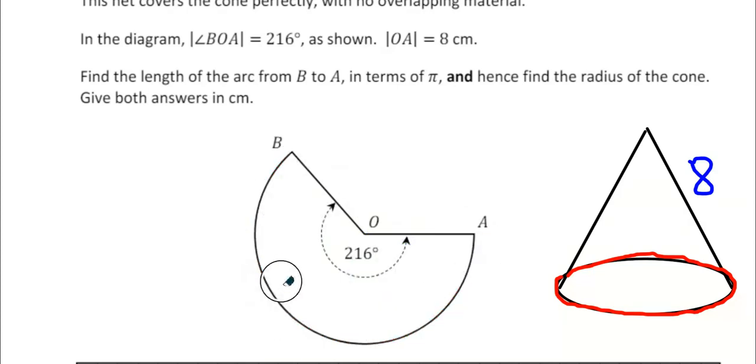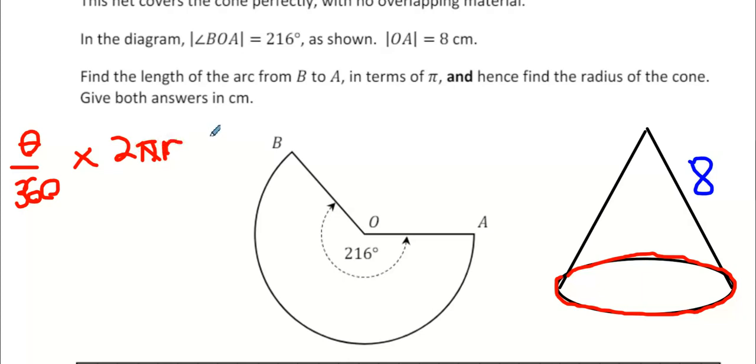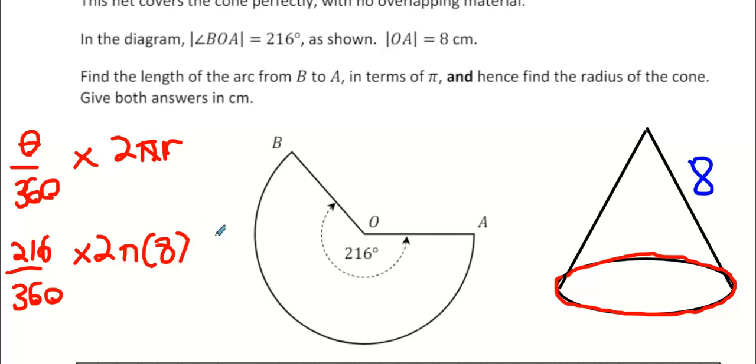Now we're going to go for the formula length of an arc, yeah. So theta over 360 multiplied by 2 pi r. That one, yeah. We're not using the radian one because it's not measured in radians, and we'll go 216 over 360 multiplied by 2. You can leave out the pi if you want because you need it in terms of pi, and then 8. So everything but the pi should do the trick.